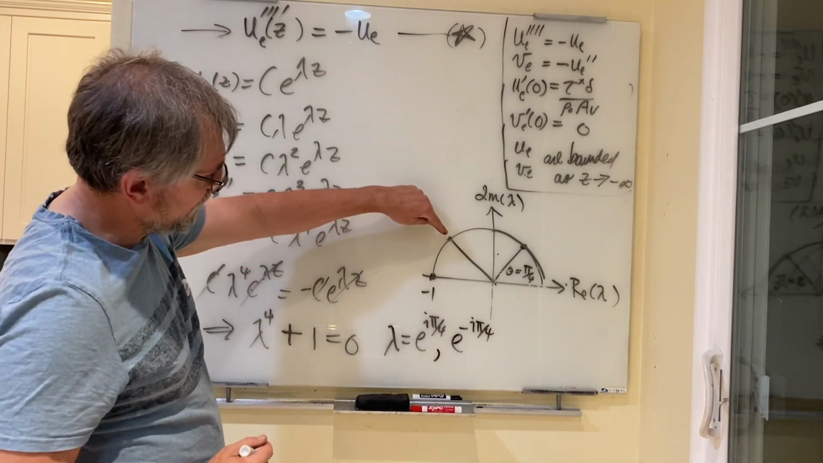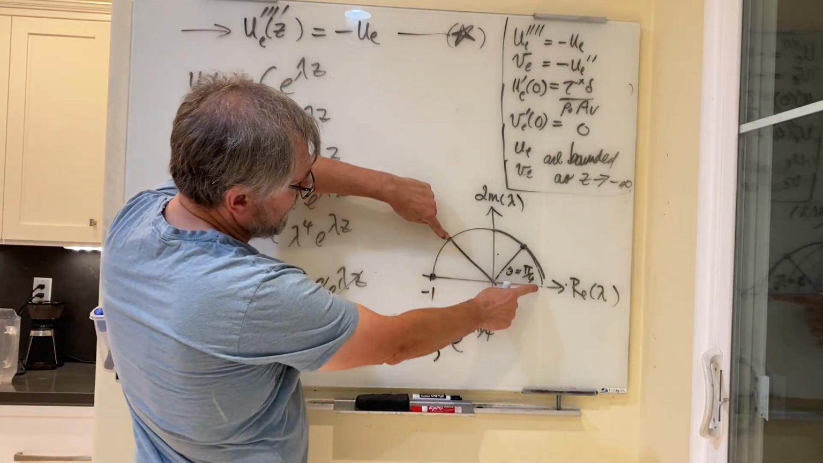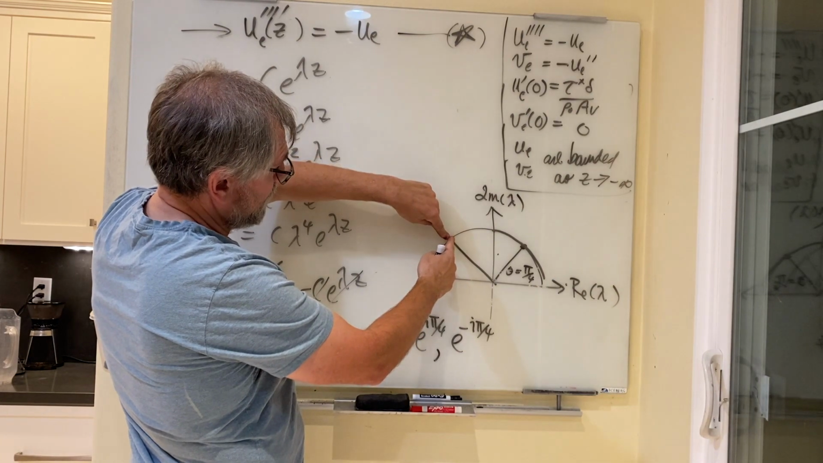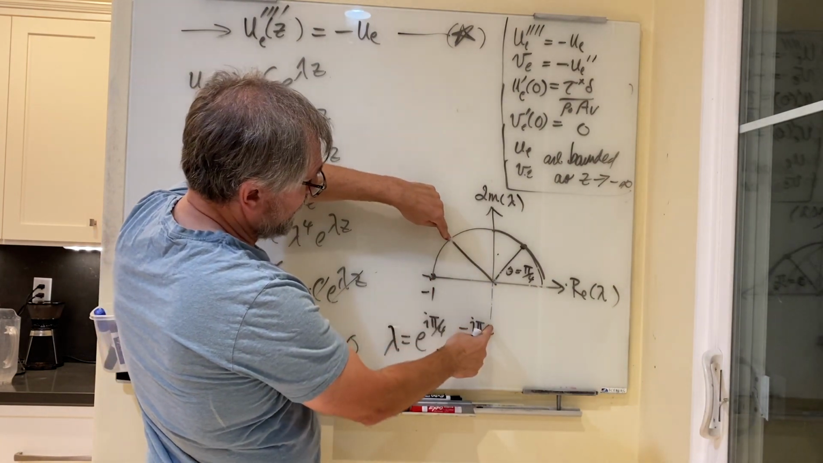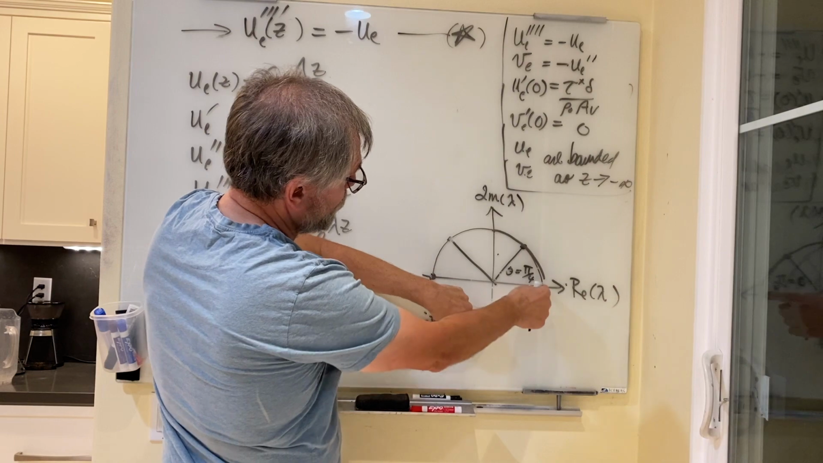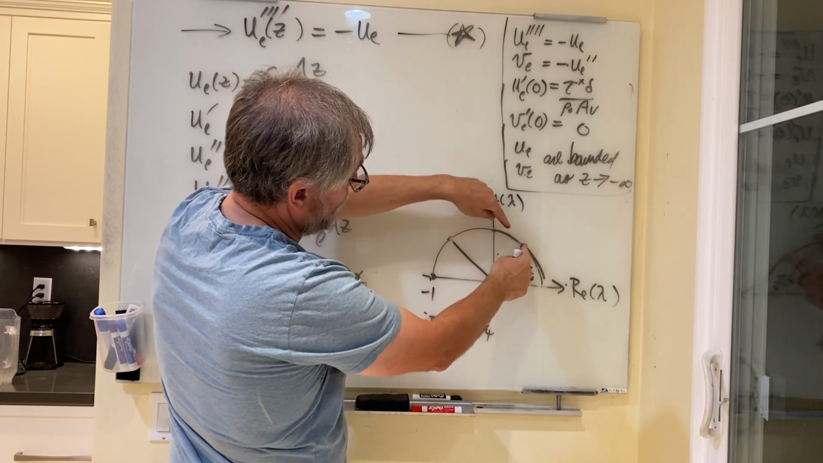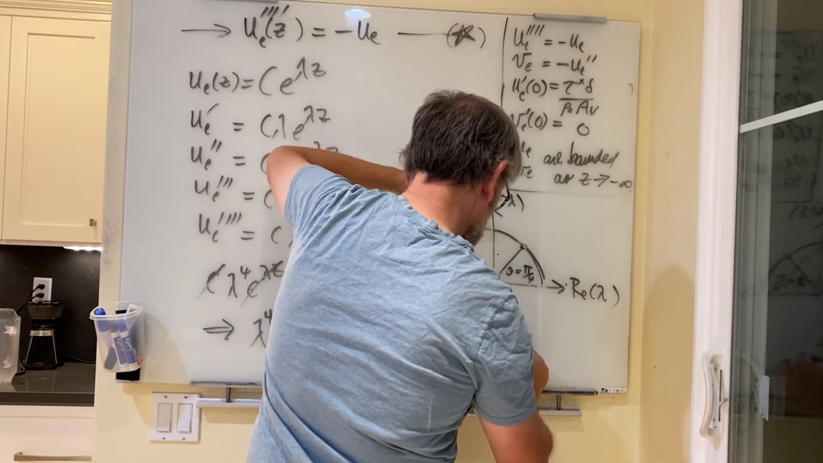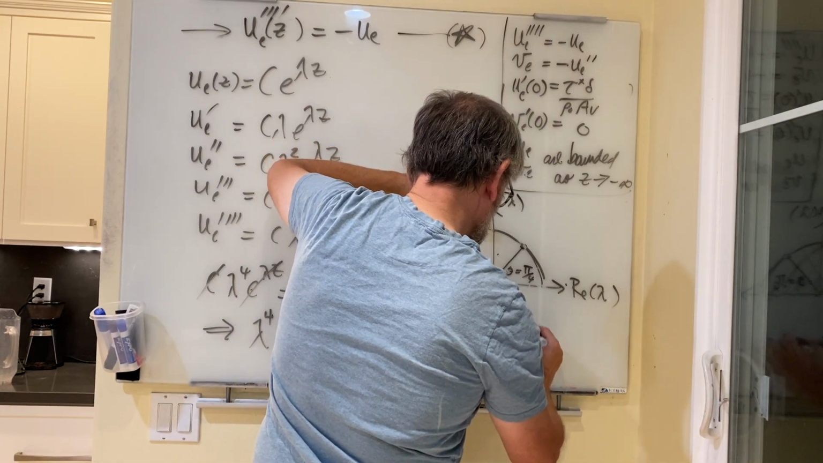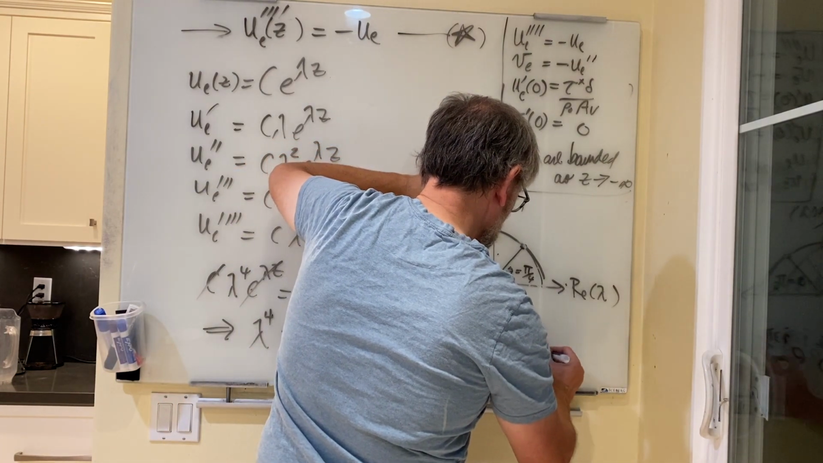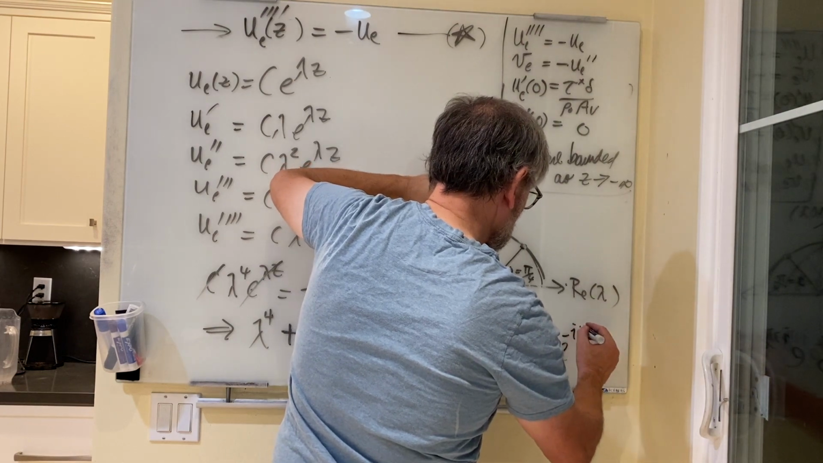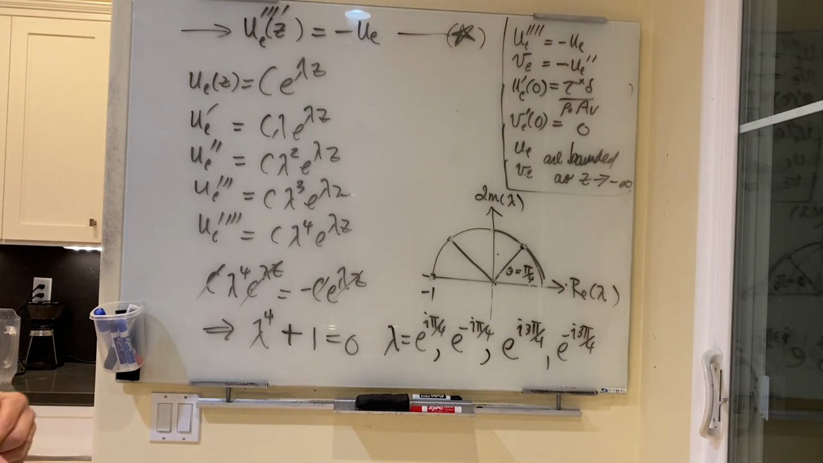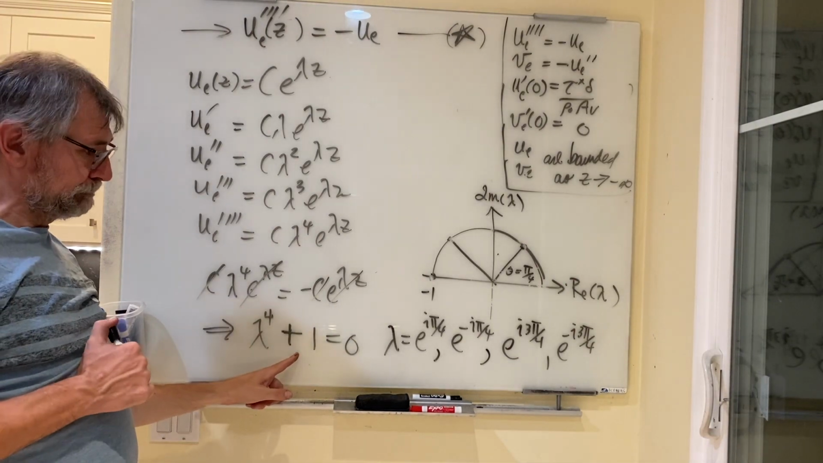And then another possibility is to start over here. If this is e to the 3i pi by 4, and I square it, I get 1, 2, 3, I end up here. If I cube it, 1, 2, 3, I end up here, and if I raise it to the 4th power, 1, 2, 3, I end up back here. So the other two roots are e to the i times 3 pi by 4, and e to the minus i 3 pi by 4. So these are the four roots of this polynomial.